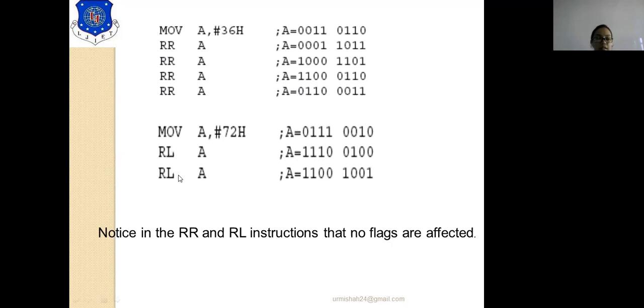Now the next example is for rotate left. The data stored in the accumulator is 72H. You are performing rotate left 2 times. So the data will be shifted 2 times, 2 bits to the left-hand side. So finally the accumulator will have C9H as the data.